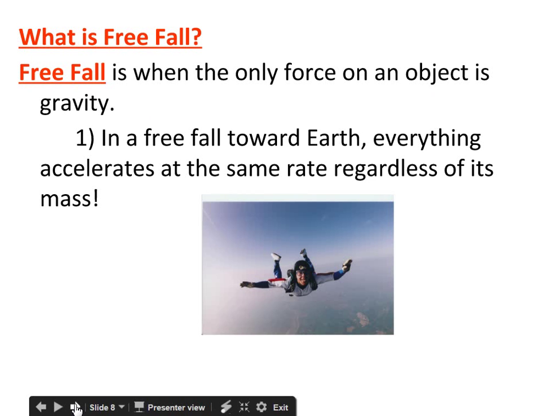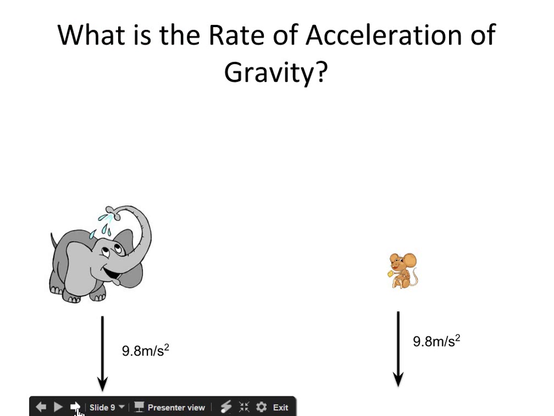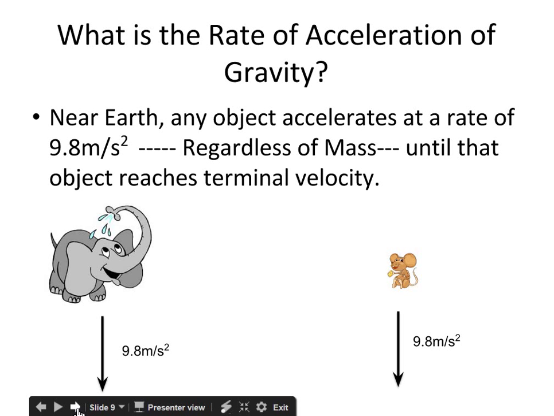So let's talk about this a little bit further. What is this rate of acceleration due to gravity towards Earth? Near Earth, any object accelerates at a rate of 9.8 meters per second squared, regardless of mass. So it doesn't matter how much it weighs or how much mass it has. We see our elephant and our mouse down here.